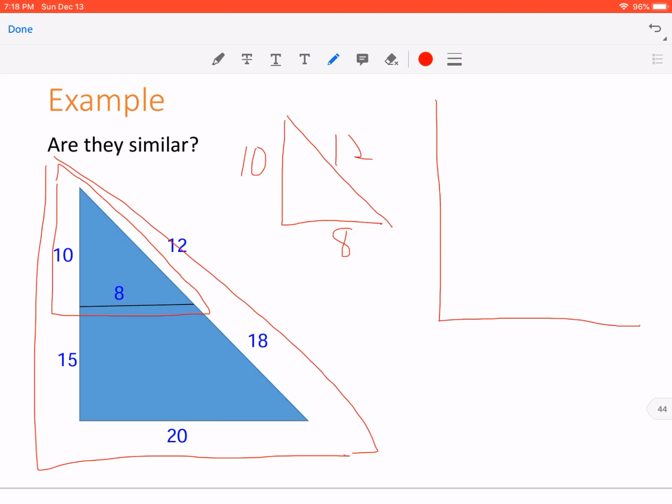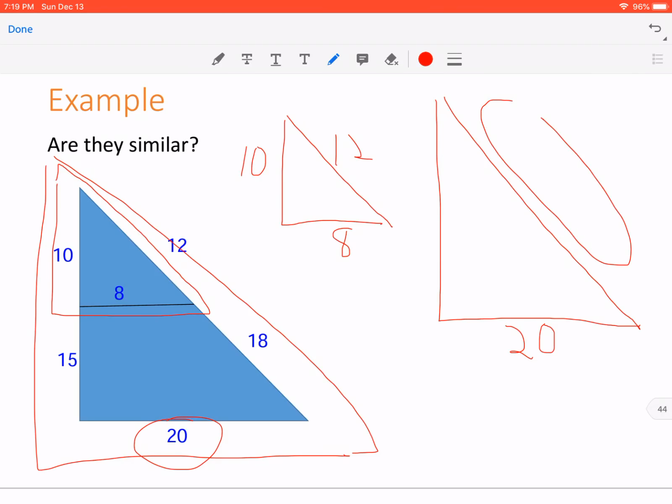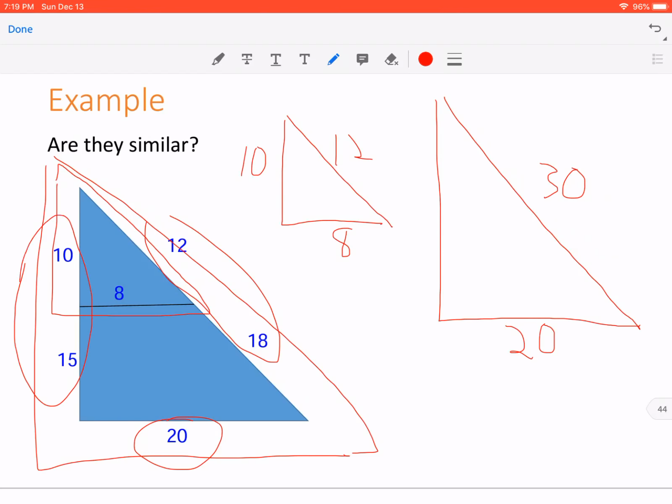But remember, with the big triangle, you're probably going to have to combine some sides here. 20 is the bottom piece. The hypotenuse, all of that piece right there, should be 12 and 18 combined. So if you combine 12 and 18, that's 30. And then the side piece is 10 and 15, which is 25.